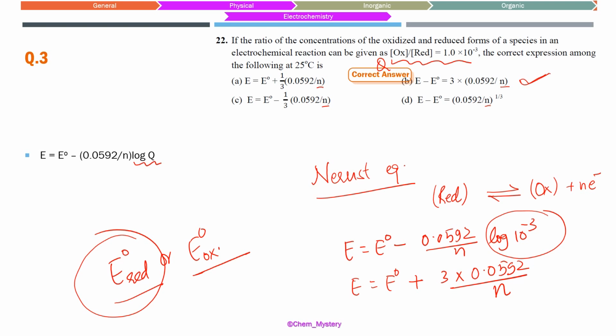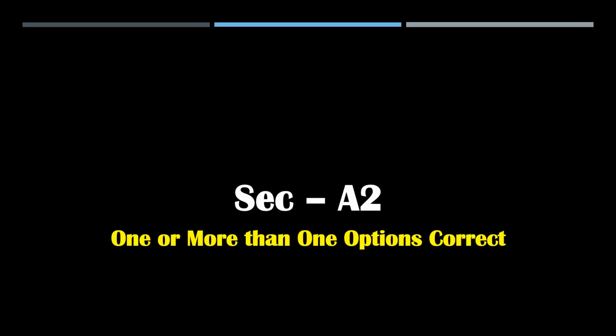If you are going ahead with this, there are no suitable options available, like option A, B, C, D. So you have to think the other way around. You have to think about the oxidation reaction. Based on that, we can write the expression and we can get the desired answer. So these three questions are from section number 1.